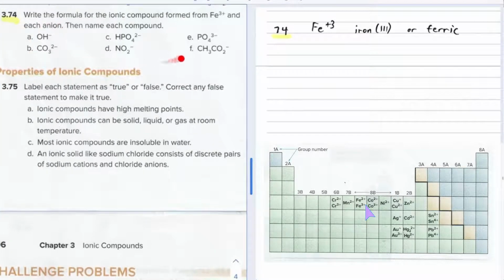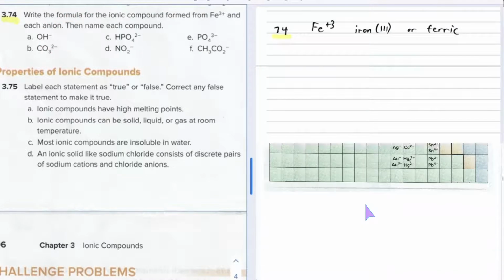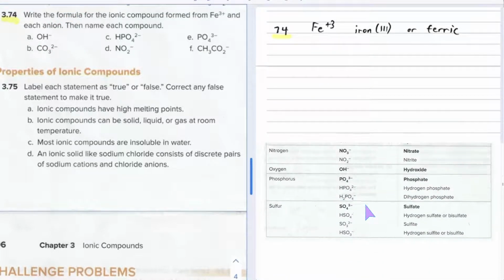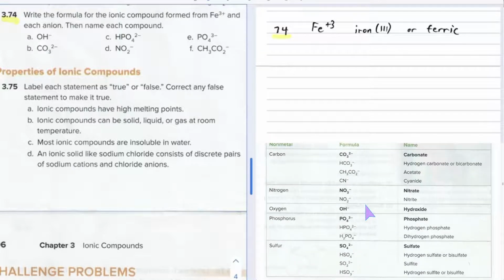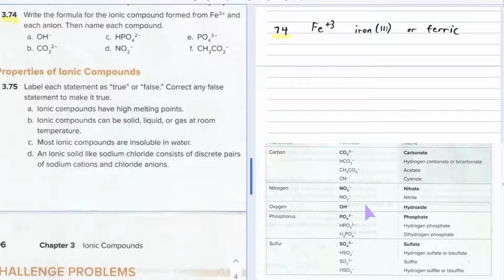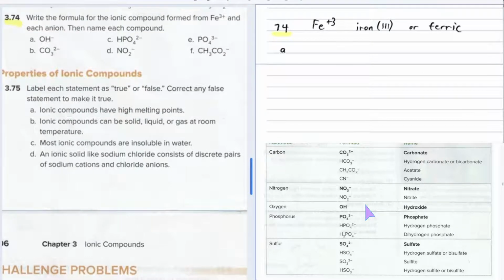Okay, so we got the iron worked out, and it looks like the rest of these are polyatomic anions. So let's go to that polyatomic anion table right here. This is table 3.5. Let's just throw that up there. And okay, we'll do the first one, A. You got Fe plus 3 and the OH minus, that's the hydroxide. So this is going to be called ferric hydroxide or iron 3 hydroxide.